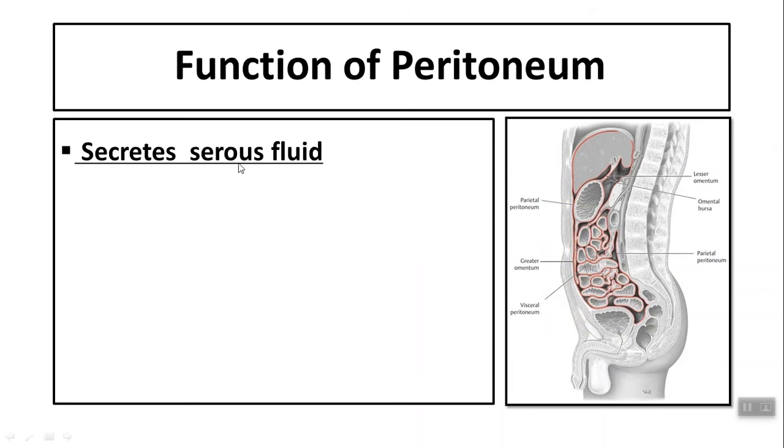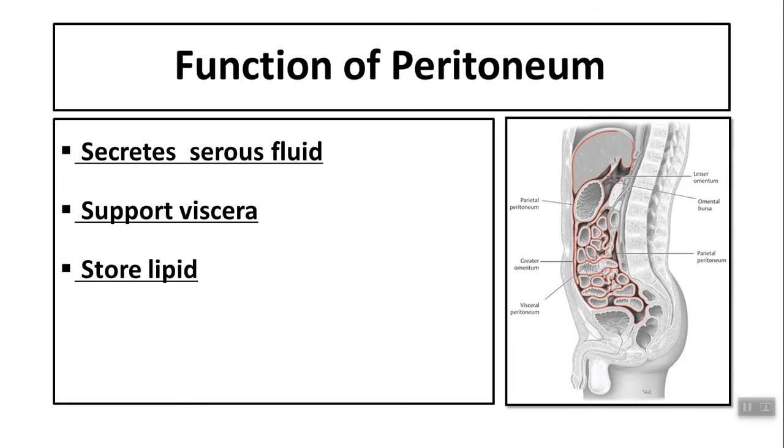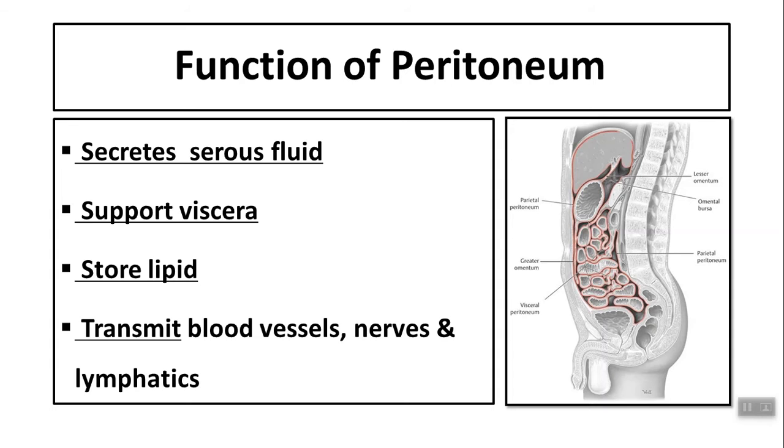It secretes a serous fluid that's called peritoneal fluid, supports viscera and keeps them in place, stores lipid, and transmits blood vessels, nerves, and lymphatics for these organs.